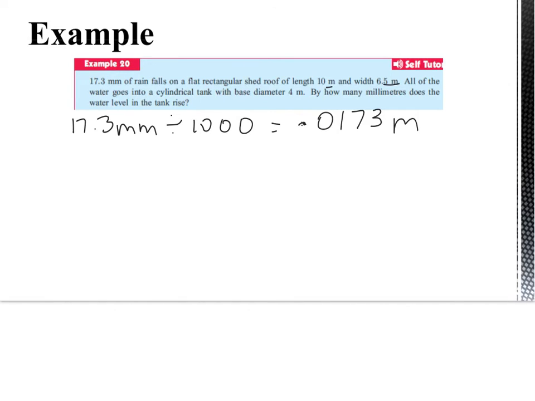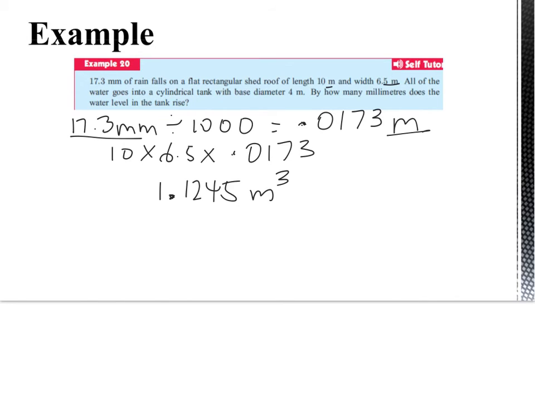The volume of water collected by the roof is the area of the roof times the depth, or the area of the rectangle times the height. So the volume is going to be 10 times 6.5, and then times the depth in meters, 0.0173, and that's going to give us meters cubed, or 1.1245. So we converted the depth here to meters and then used our length, width, and height to find the volume. So that's for the roof.